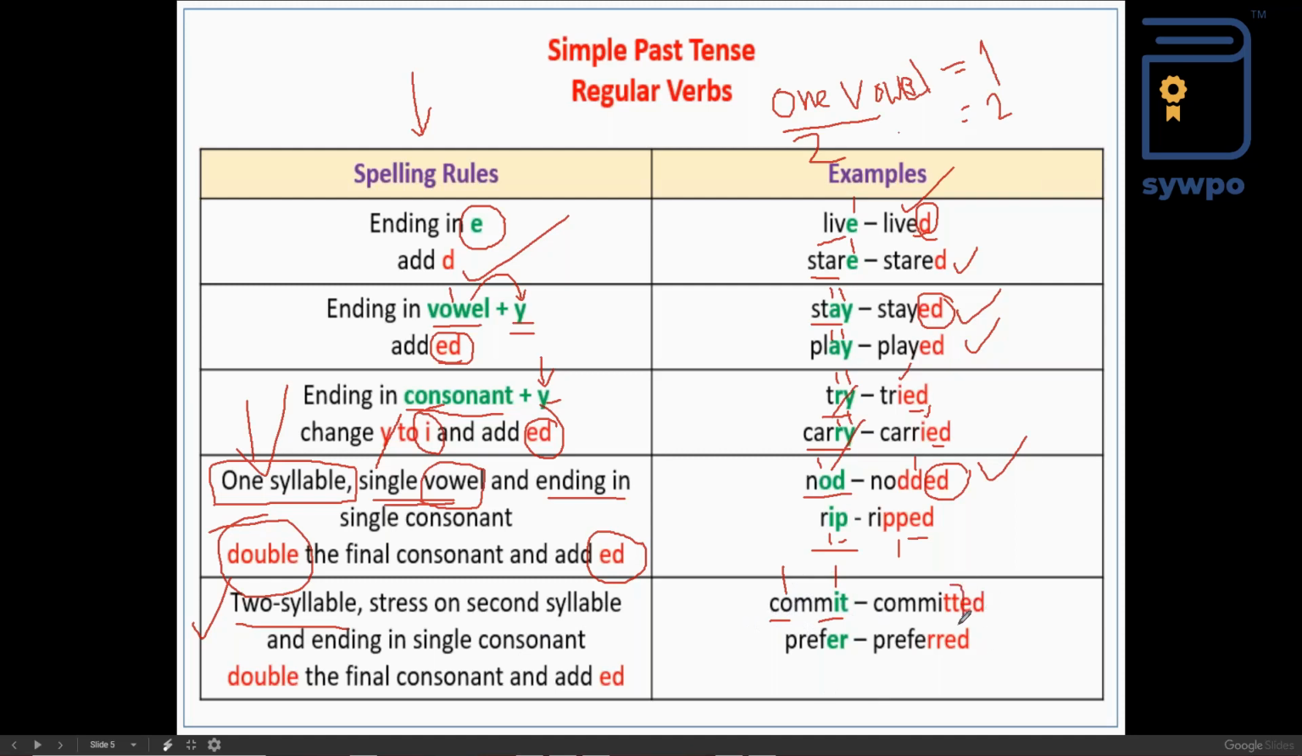You repeat the last letter and add ed, just like we did here. Okay? So if you have two sounded words, a word that gives you two sounds, or you have two syllables, what you do is you repeat the last letter and add ed. So prefer becomes preferred. You see, R is repeated and ed is added.